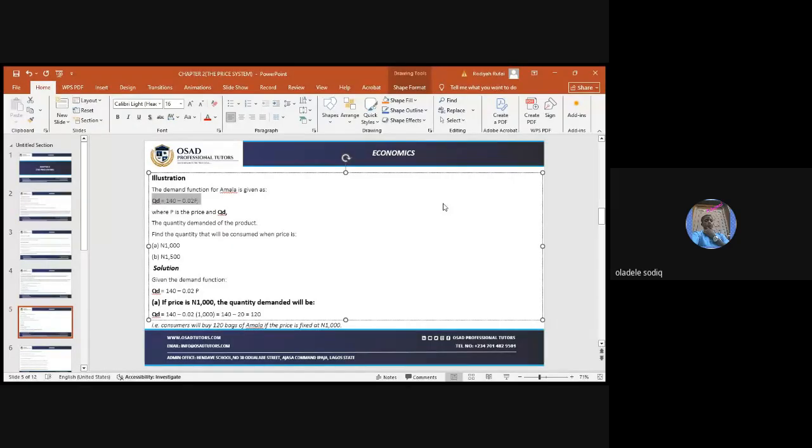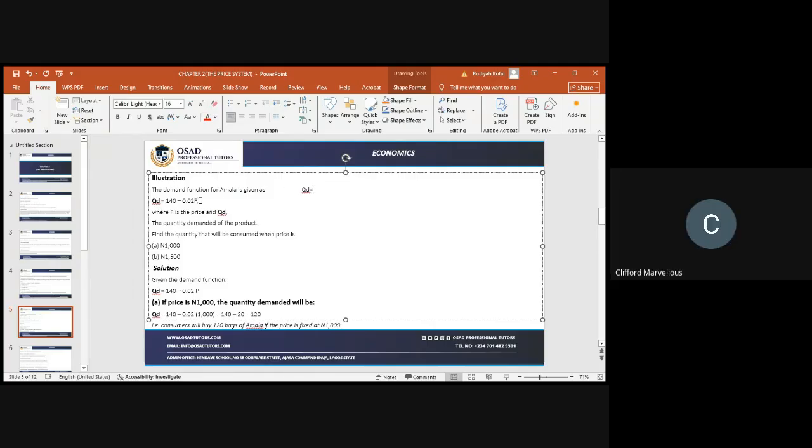So how do we do this? It is the same function that we are going to use. So let me do that here. We have QD equals 140. This is the function they give us. Please, are you with me?